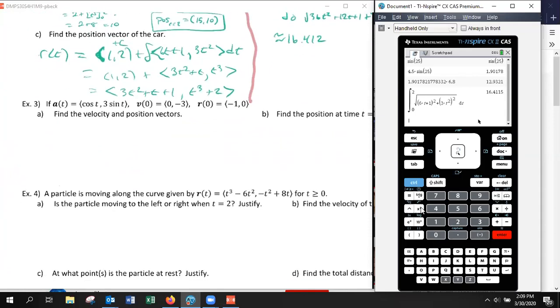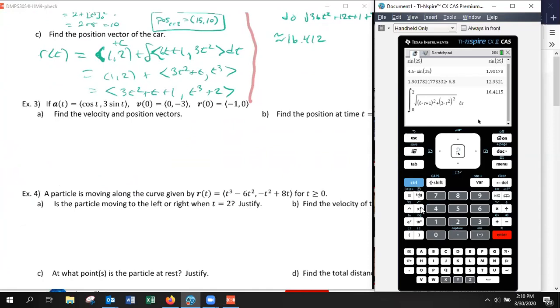Problem number 3. I'm going to do this in a different color. I'm given the acceleration vector, I'm given the initial velocity vector, and then I'm given my initial position. This time I'm giving it as a vector. So let's go ahead and find the velocity and position vectors.